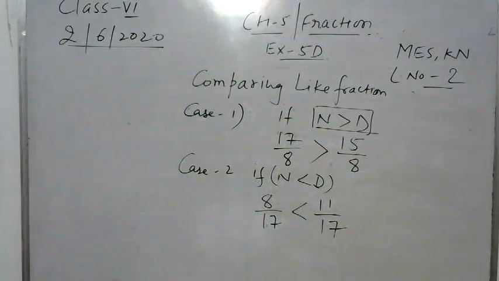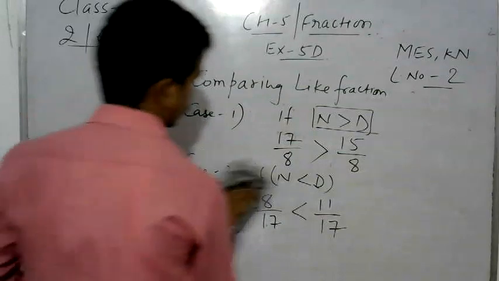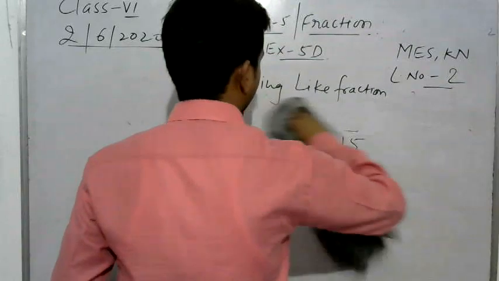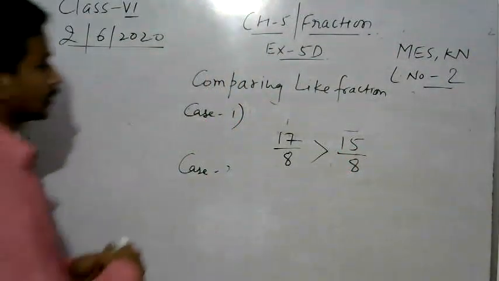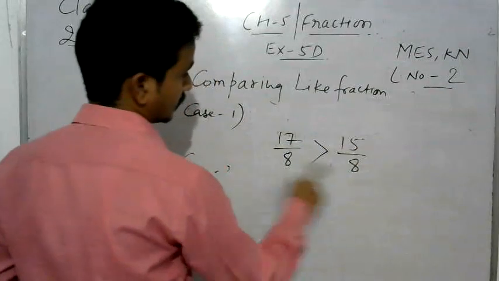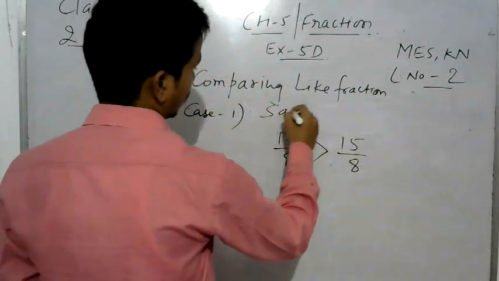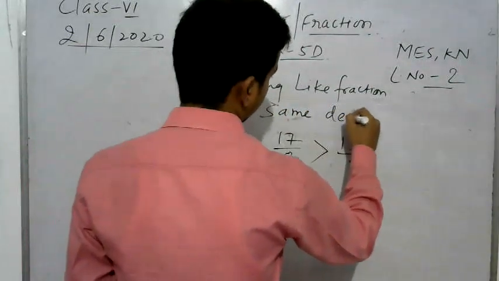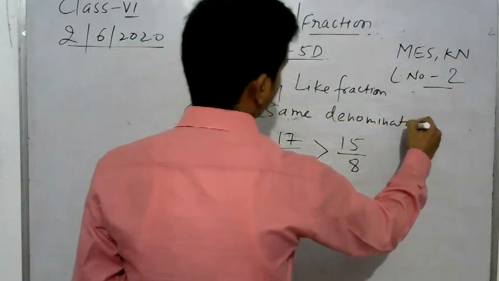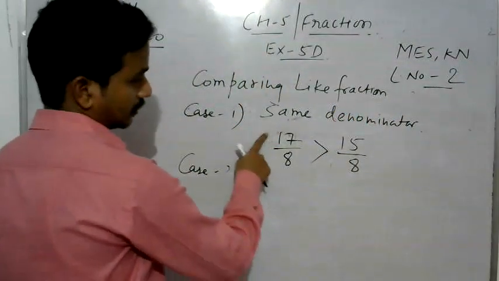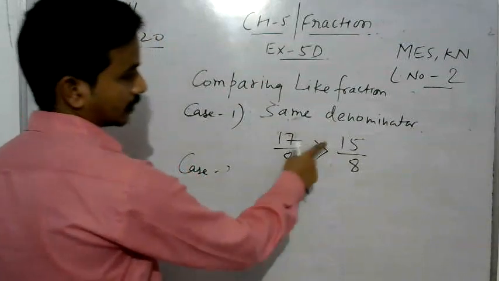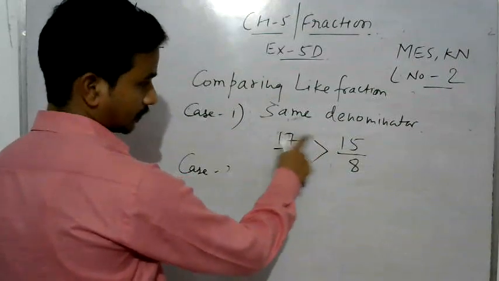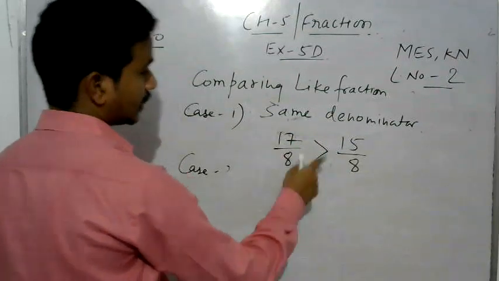Now let's see. Case 1 is if the fractions have the same denominator. If the fractions have the same denominator, then you just have to see the numerator. The fraction whose numerator is greater will be greater. So out of 17 and 15, 17 is greater, therefore 17 by 8 will be greater.